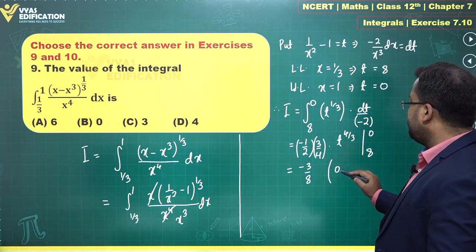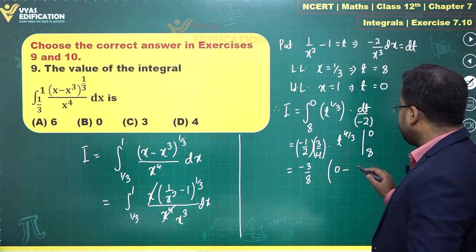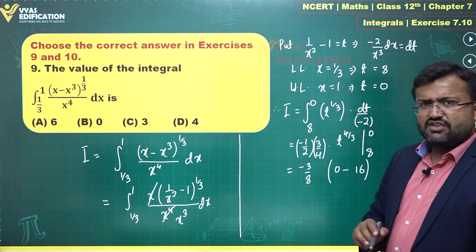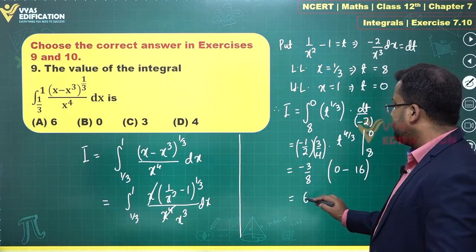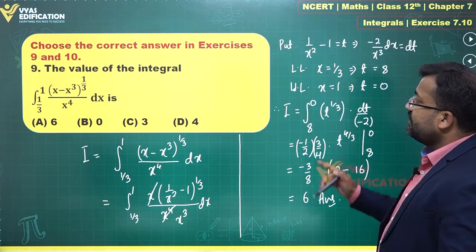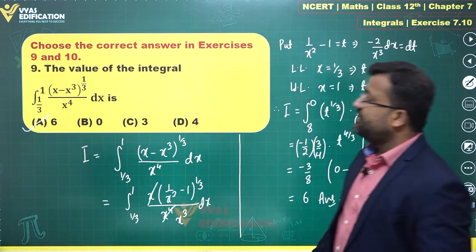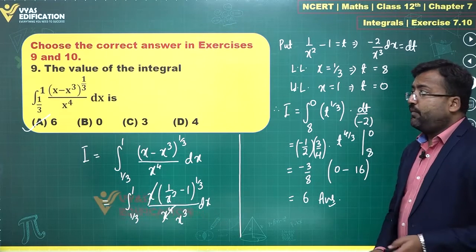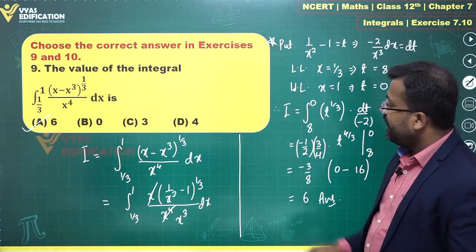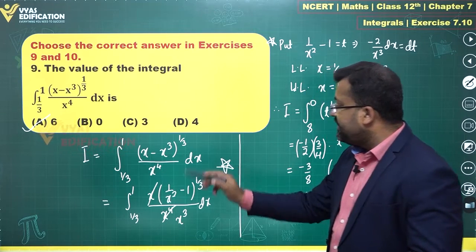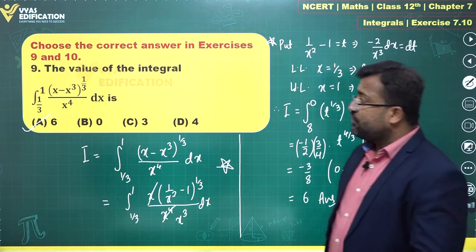0 power 4 by 3 is 0, minus 8 power 4 by 3. 2 power 3 power 4 by 3 will be 16. Yes, this is what you'll get. And what does this simplify into? Minus 48 upon 8, which is 6. That is the correct answer for this particular question. There are options given. Yes, the correct answer is option A, as you can see with the help of these calculations. Some manipulation is required at this stage, and this is very important. Is that all? Yes, in this question, it is solved.